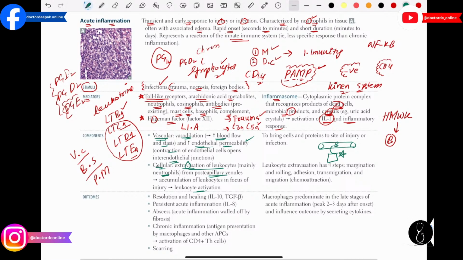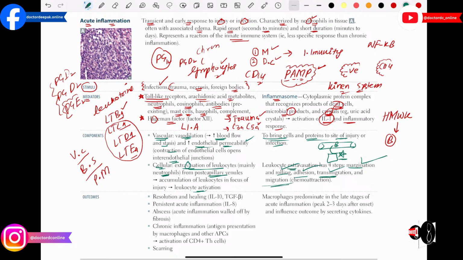Then after that, they mention here what is the main function of the vascular and cellular components of inflammation. Basically, they bring cells and proteins to the site of injury or infection. Then after that, they mention here that leukocytes will come through 4 steps. As I already mentioned, normally the neutrophils are present in the blood vessel. So neutrophils are going to come to this injured tissue by steps. First one is margination, second one is rolling, third one is adhesion, fourth one is transmigration, and the fifth one is migration.